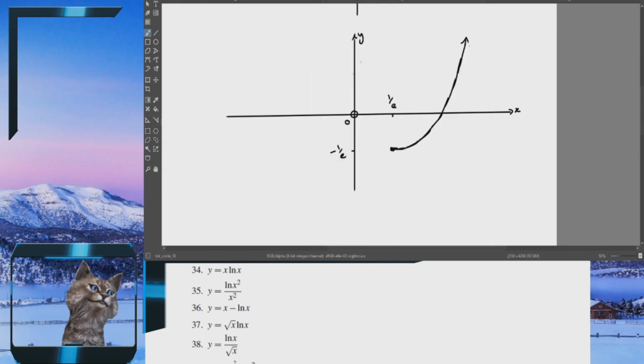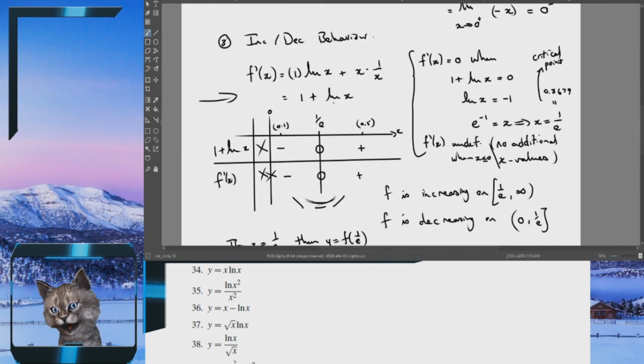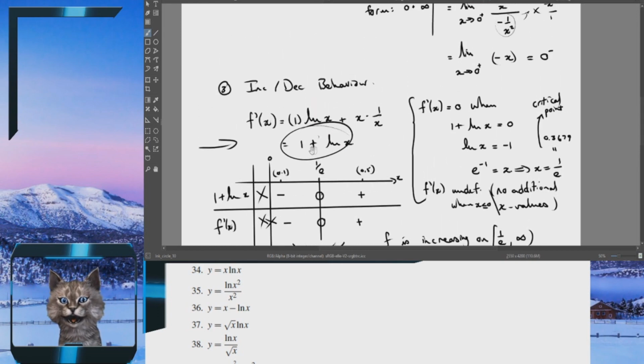So let's write it on here actually. There. The derivative of f is approaching what as x approaches 0 from the right? That'll tell me how the slope behaves. So I'm looking at the derivative here. As x approaches 0 from the right, what does this mean? How does this behave? Well, 1 plus log of x is simply a vertical shift of the log function up by 1.